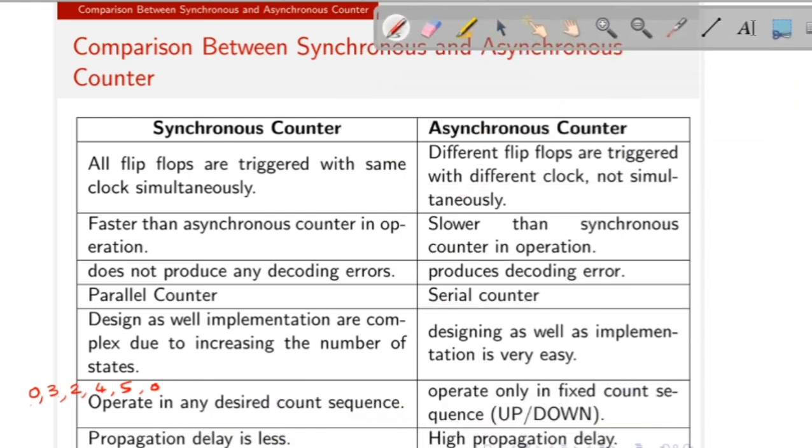Okay, then in the case of a synchronous counter, the propagation delay is very less, but in the case of an asynchronous counter, the propagation delay is high, because in the case of an asynchronous counter, one flip-flop is triggered by another flip-flop. That means the output of the flip-flop acts as the clock signal. So the second flip-flop depends on the output of the first flip-flop. So here the propagation delay is high in the case of an asynchronous counter, but in the case of a synchronous counter, the propagation delay is very low. Okay, so these are the differences between synchronous and asynchronous counters.